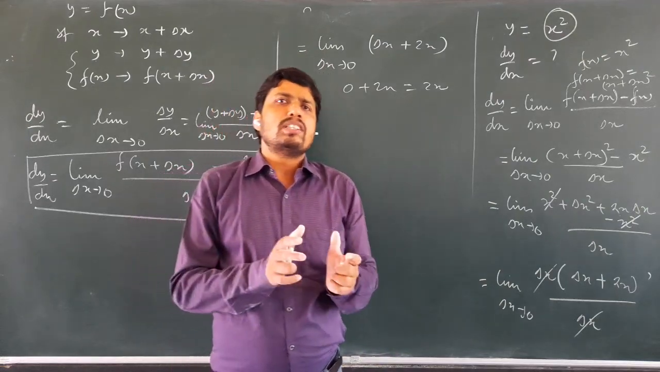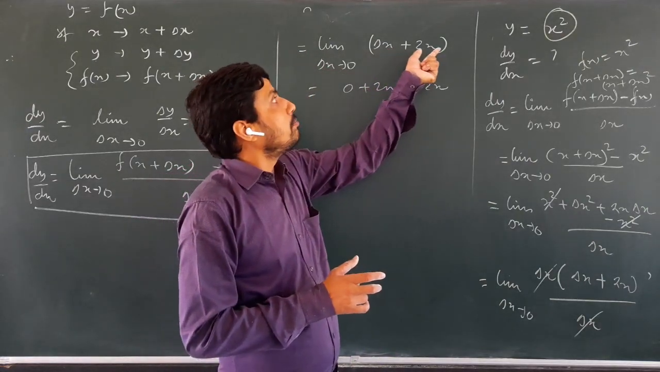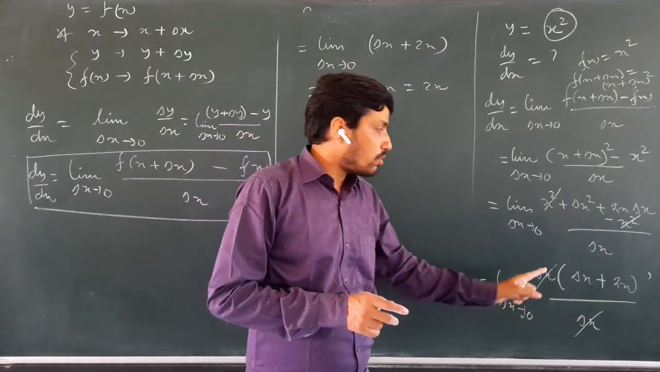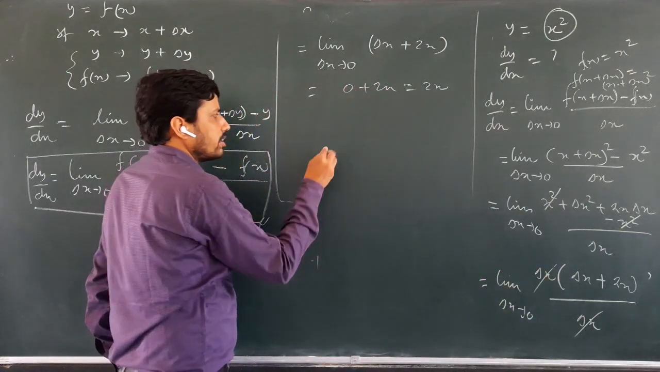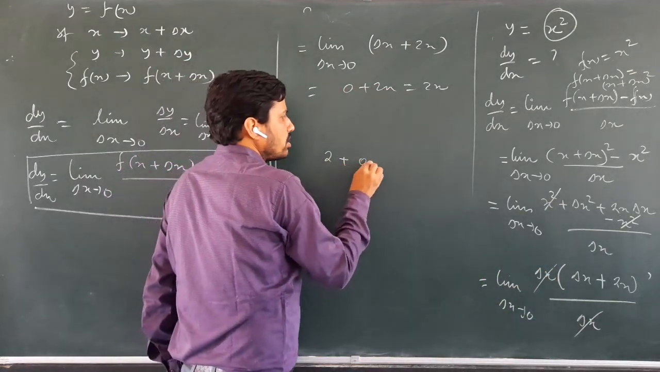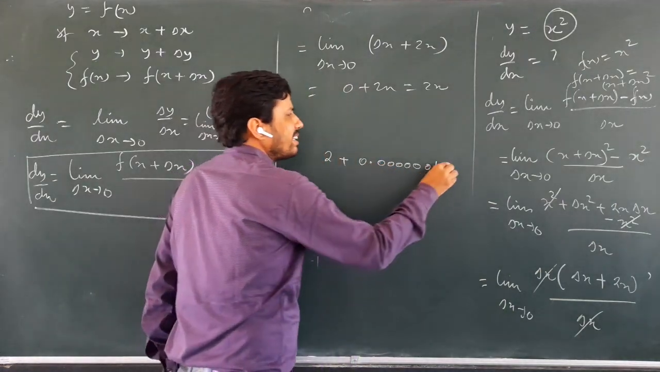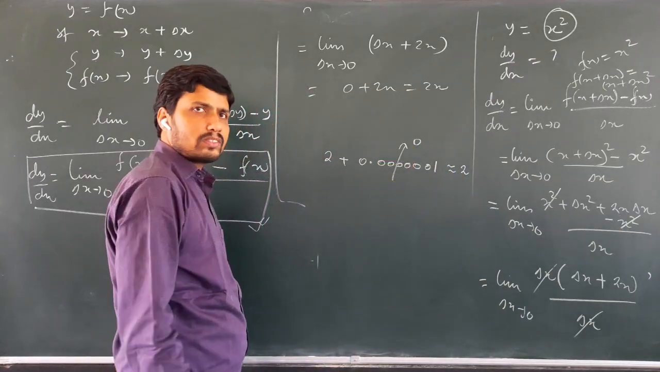So with respect to 2x, since it is very small, that's why we are neglecting this term in comparison to 2x. Then you might ask, sir, why we did not put 0 here? Observe this carefully. Suppose I have 2 plus 0.000001. I can write this as nearly equal to 2. I have assumed this to be 0.